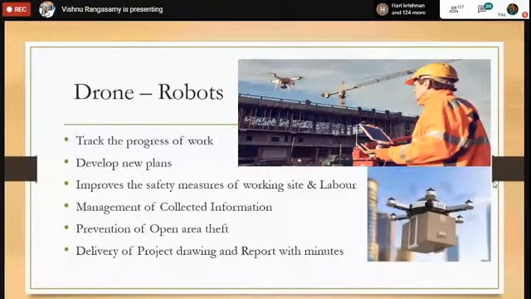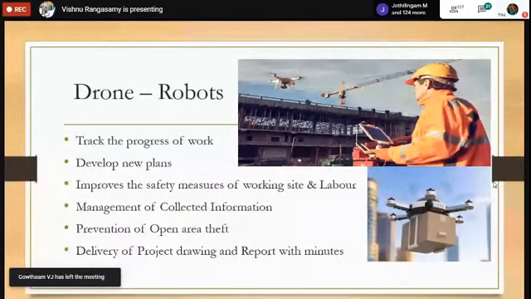It will directly come to the owner or the client, and we will be receiving direct information or a direct order to close or maintain those in the site. Next, management of collected information, like material maintenance. What labor do we have, whether the labor is in supply or in demand. So you can manage that information. Then prevention of open area theft.